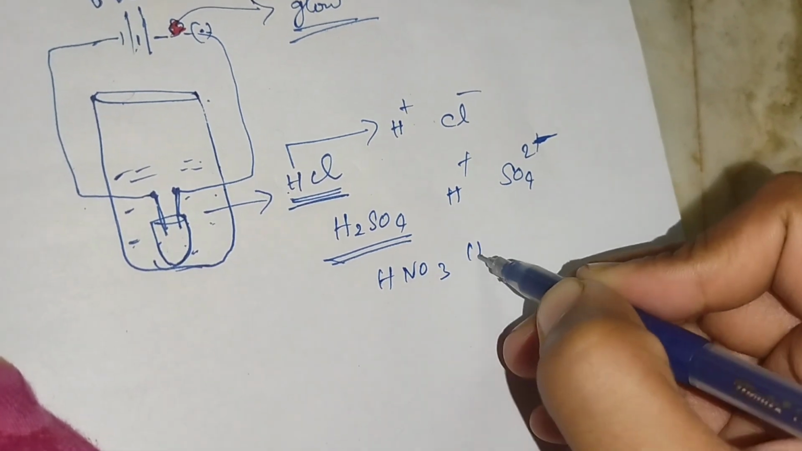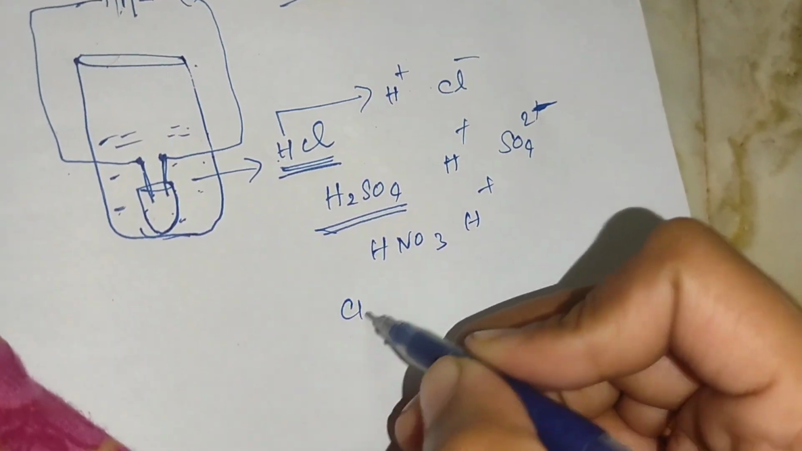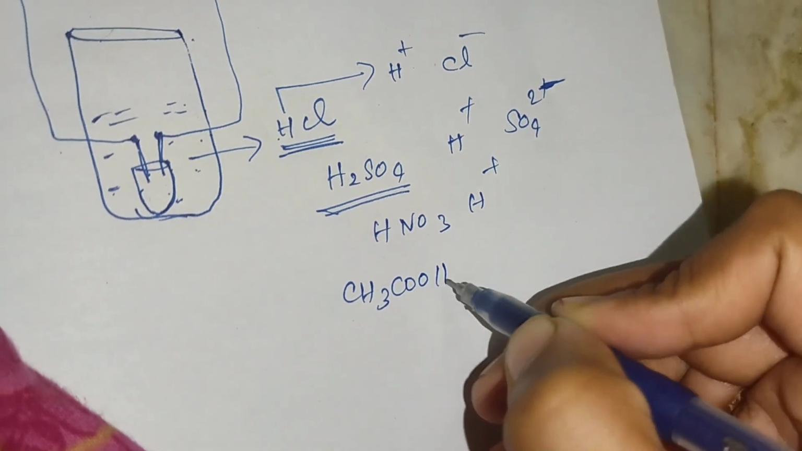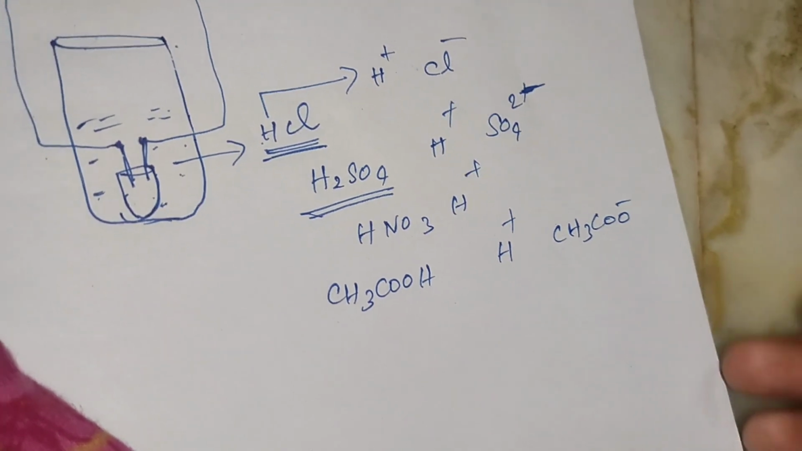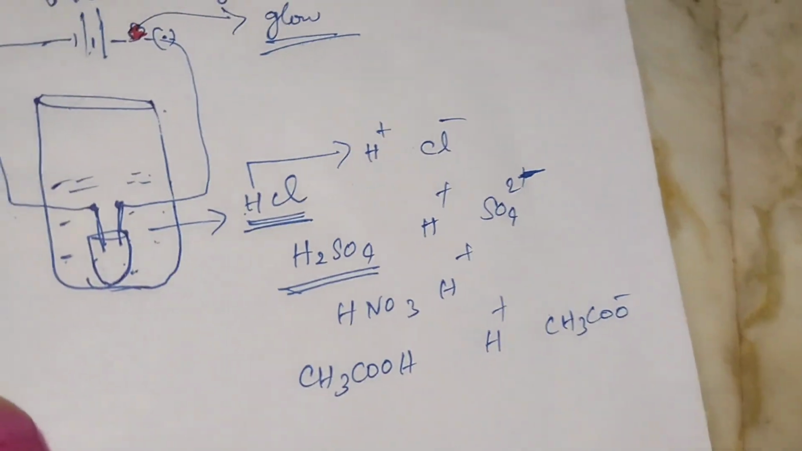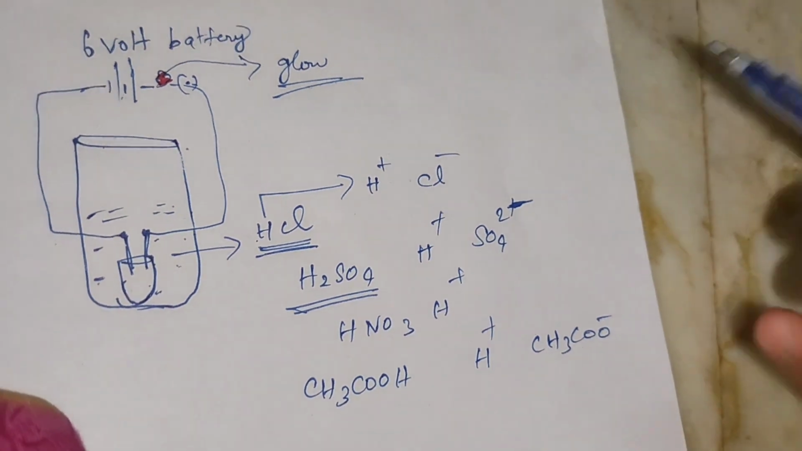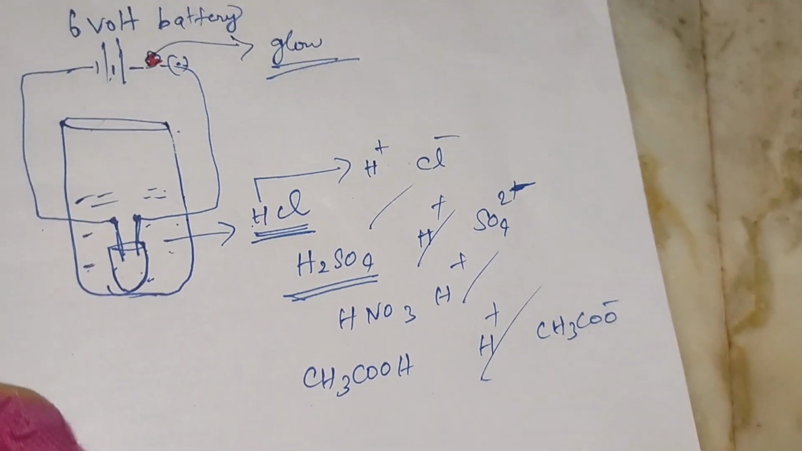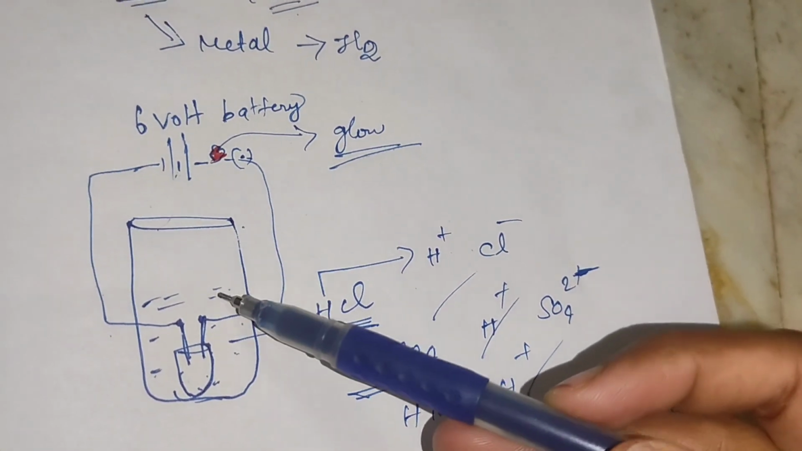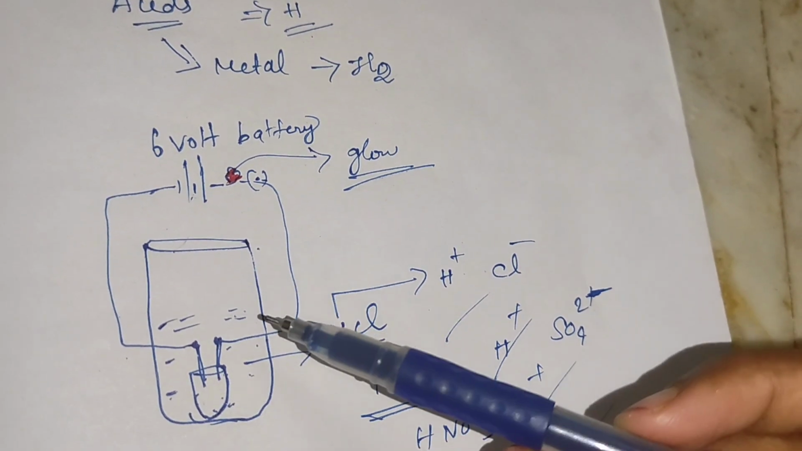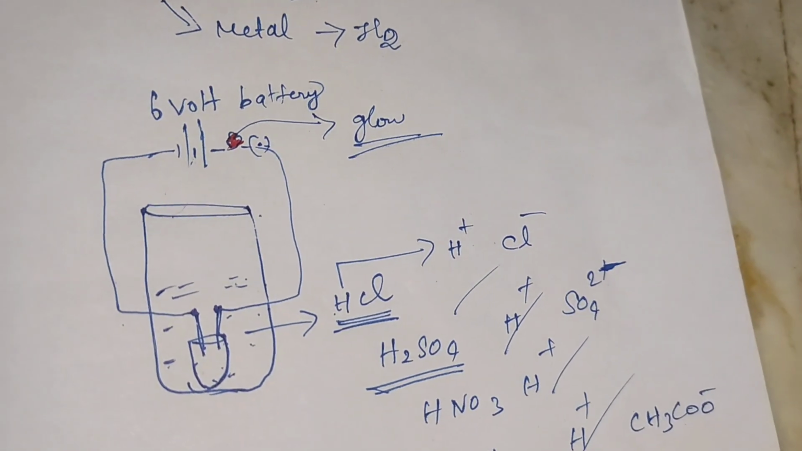HNO3 also has H plus ions. Acetic acid also has H plus and CH3COO minus ions. So every acid commonly contains H plus ions. These H plus ions are responsible for conducting the current. So this is proved by this activity.